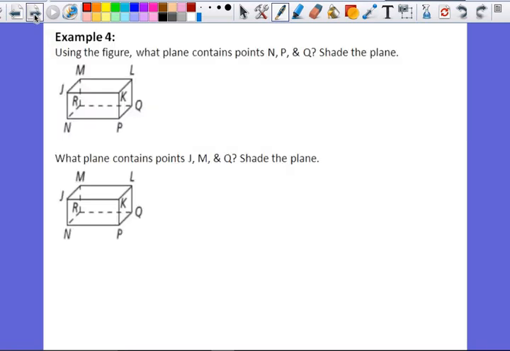So using the figure, what plane contains N, P, Q? Shade the plane. So when you're doing this, guys, you start at N, you go to P, then you go to Q. Once you've done that, the only way to get back to N is you have to pass through point R, all right? So when we call it, we're going to call this plane, and then you could use any of those three letters you want, and go in order of whichever way you want to go. You could have actually just called it NPQ and not done any of the work, but you still have to shade it in, all right?